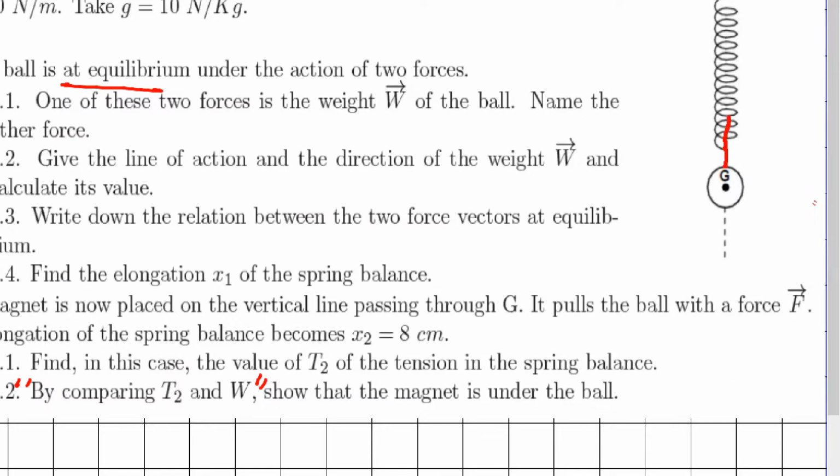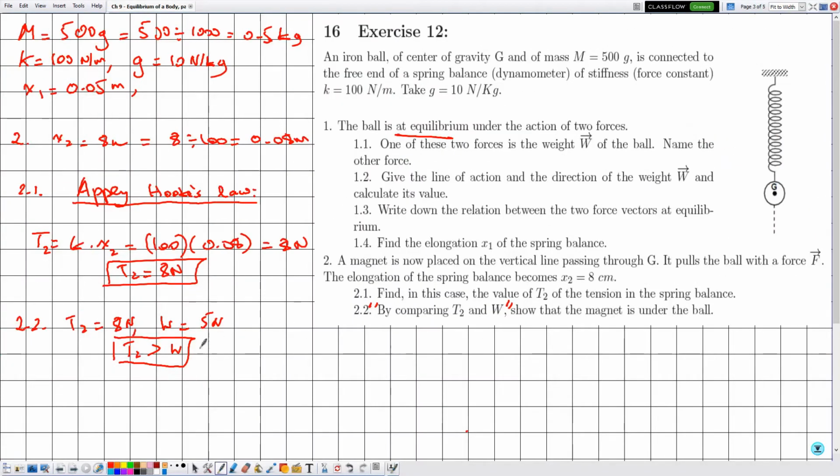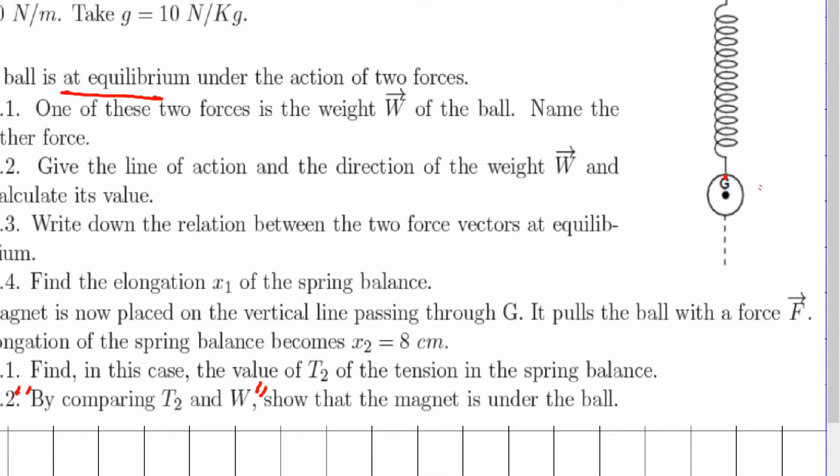The tension is acting upward and the value of the tension is how much? T2 is 8 newtons and the weight, which is acting like this, is 5 newtons. Now taking a look at the values, we can notice that T2 is stronger than W, and they are telling us that the ball is still at equilibrium. Although it's not mentioned here, they meant for sure that the ball is at equilibrium.